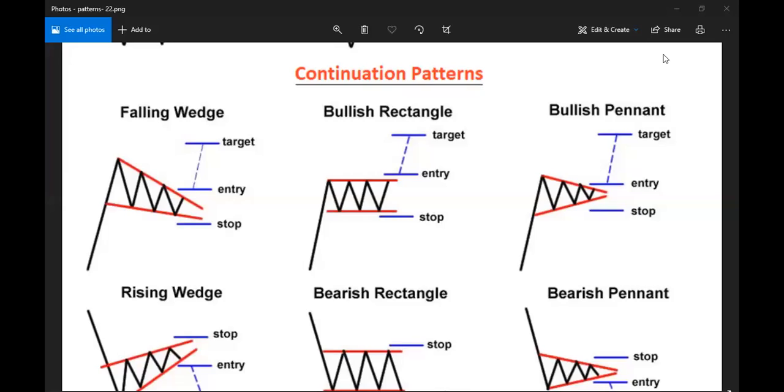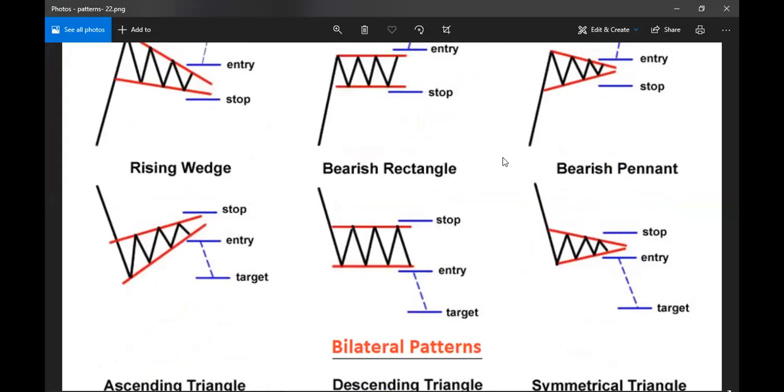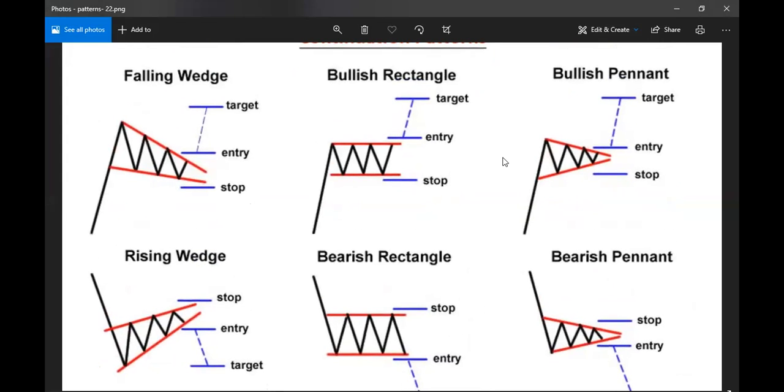Continuation patterns. When we say chart continuation patterns, we are talking about patterns that you see and you know that the market is going to continue in the same direction. And on my screen here, we have some patterns like the falling wedge.